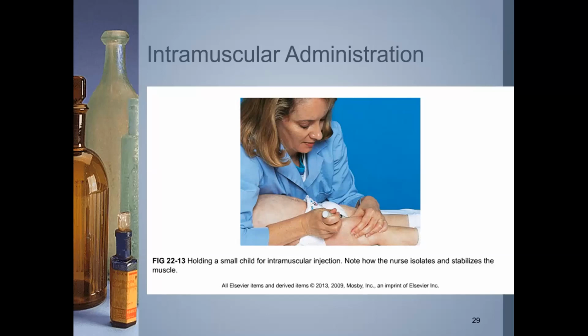I think like 2 mLs. Could be a little bit more than that. You can do 3. So 3 is max for an adult. So your adolescent, 3. Your school age child, 3.